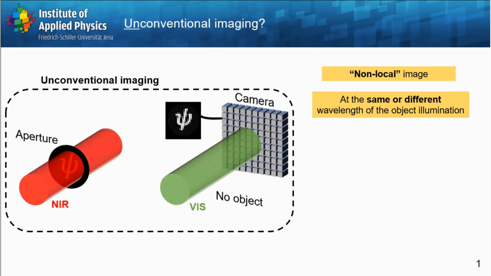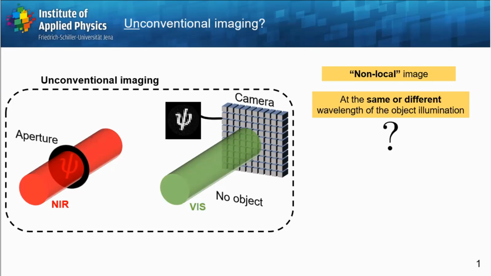So this means, for example, if you have an object that you cannot illuminate with a very short wavelength, then you can use a near infrared, but then you run into the problem that a camera in the near infrared is not very efficient. So with this type of unconventional imaging scheme, you can bypass this problem by putting the camera somewhere else and measuring, for example, in the visible, where we know that cameras are very efficient.